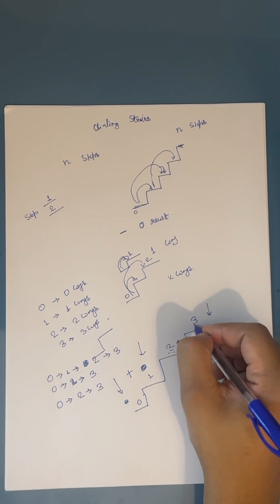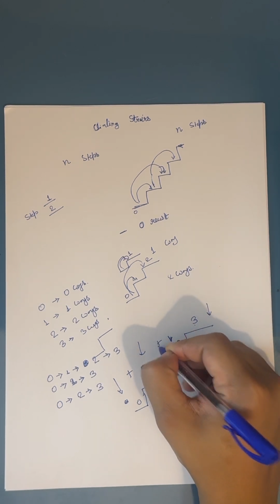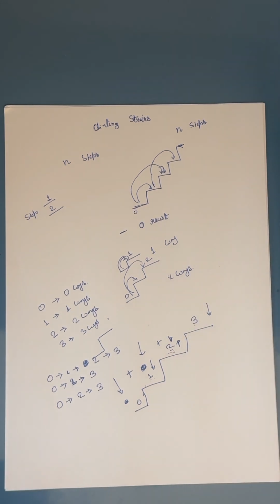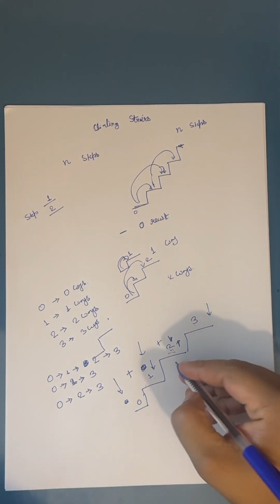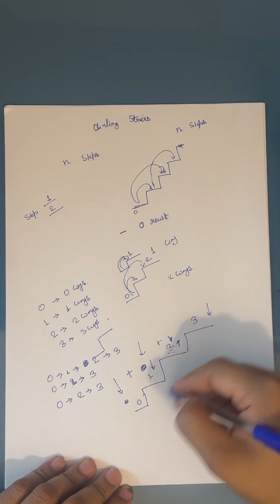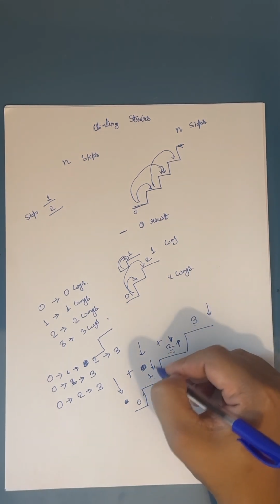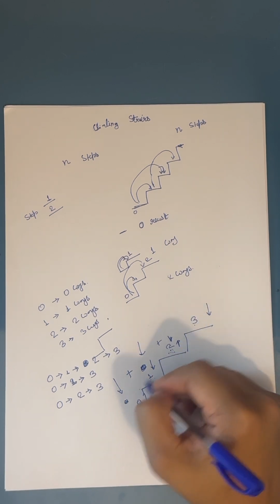The number of ways to reach here plus the number of ways to reach here, the sum of the last two. That's a Fibonacci series. So that's how we generated a relation between these steps. This particular result is actually the sum of the last two. This particular result is actually the sum of the last two.